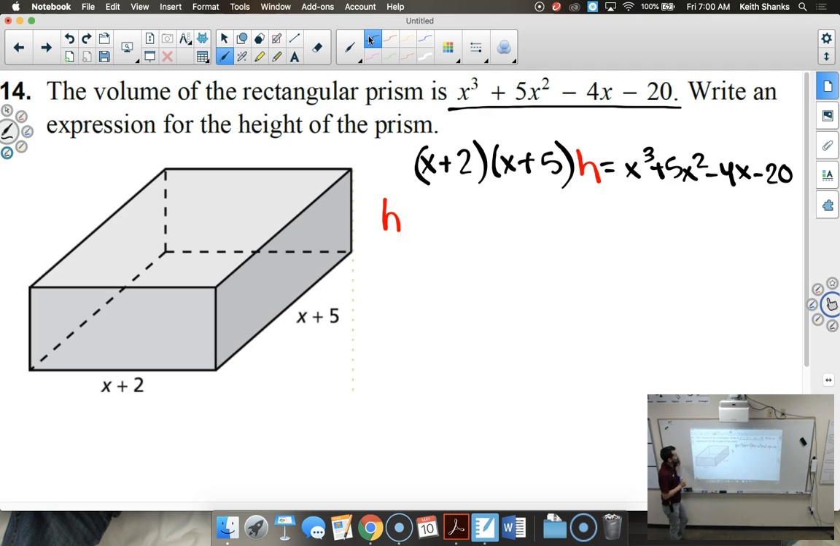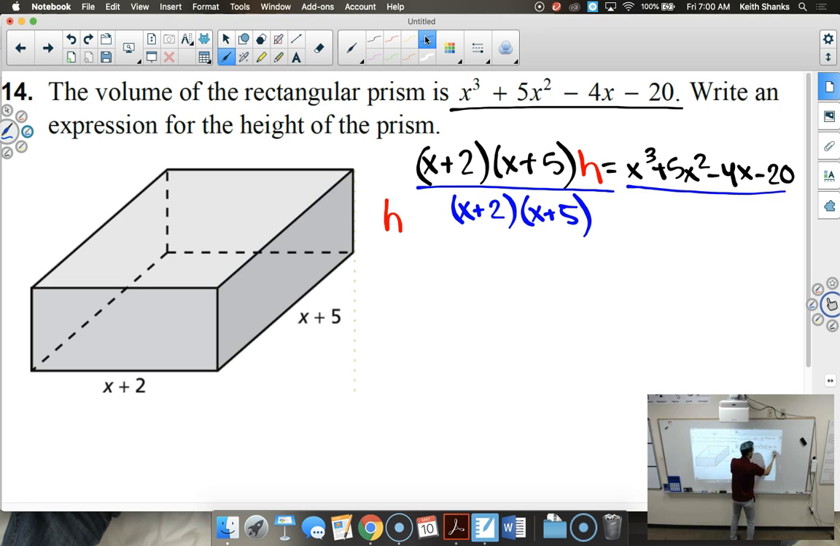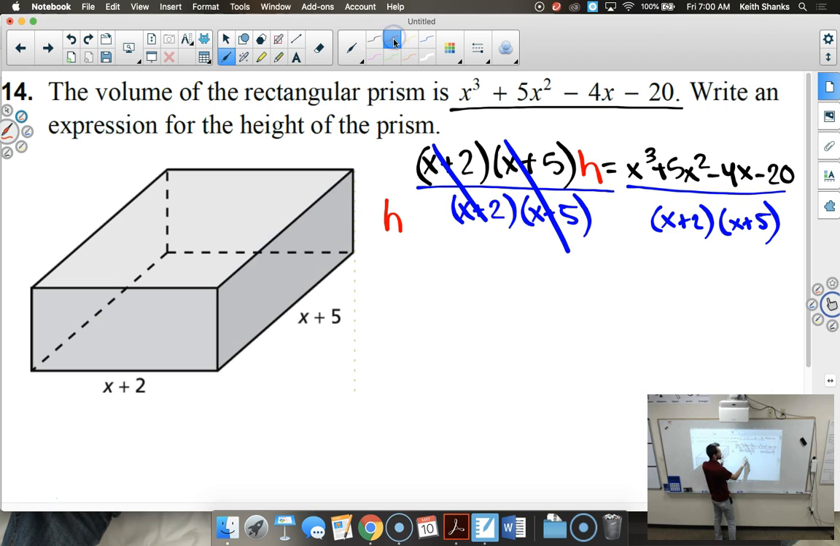Okay, and they want me to write the expression for height. So what they're asking me to do is solve for h. So I'm going to divide this guy by x plus 2 and x plus 5. Again, these are going to cancel out. So what's left over on the left is h, and then on the right is this big ugly blob.